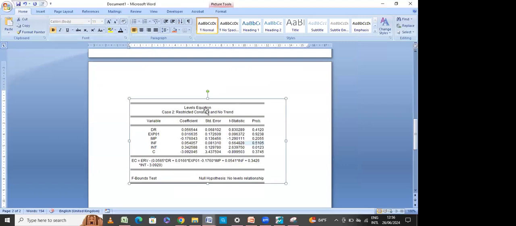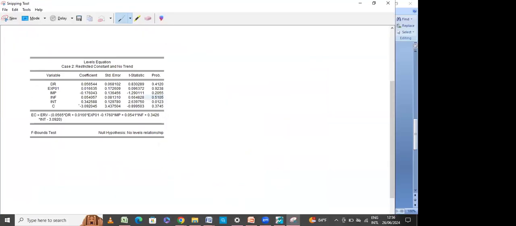So here I have this value. I can simply say my only one variable, which is interest rate, is impacting my real exchange rate. Other than that, none of the variables is impacting my exchange rate, because here we can see the probability values are higher than 0.05. Here I have my probability value less than 0.05.